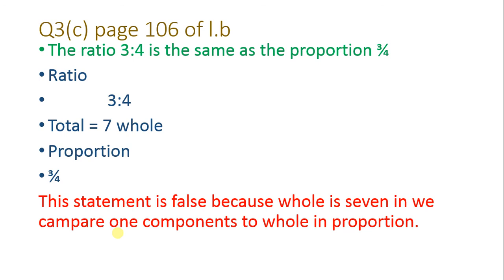Now part C. They said the ratio 3:4 is the same as the proportion 3/4. We have to see if this is true or false. In the ratio 3:4, the total is 7 parts, because we have a ratio from one component to the other component, and the proportion that has been given is 3/4. This is wrong, because in proportion we find from one component to the whole. So we have a whole of 7 here, so the denominator is not 7. So it is clear that this statement is false.